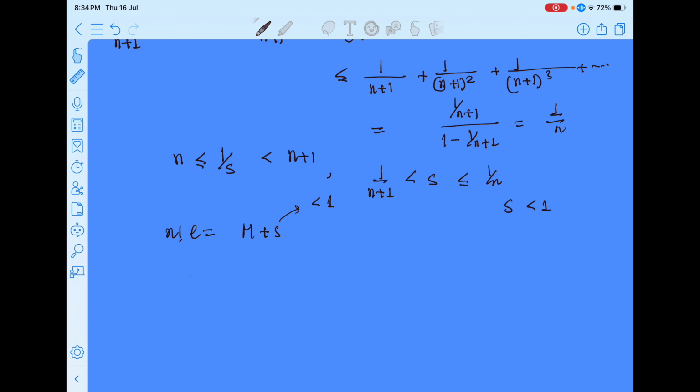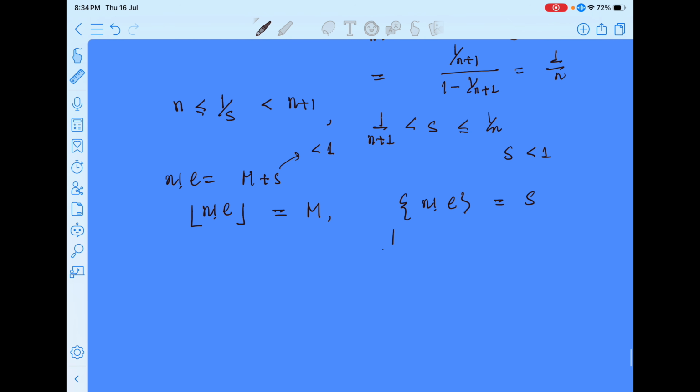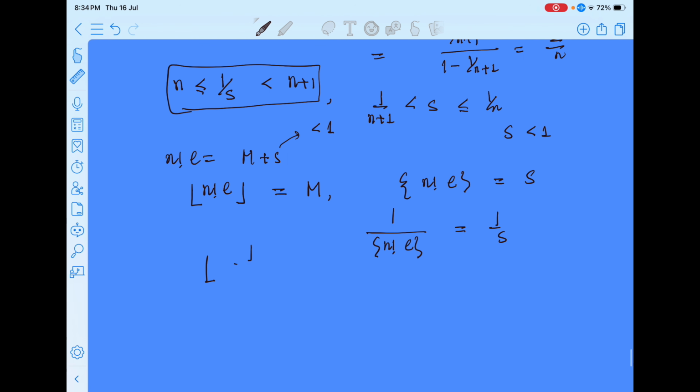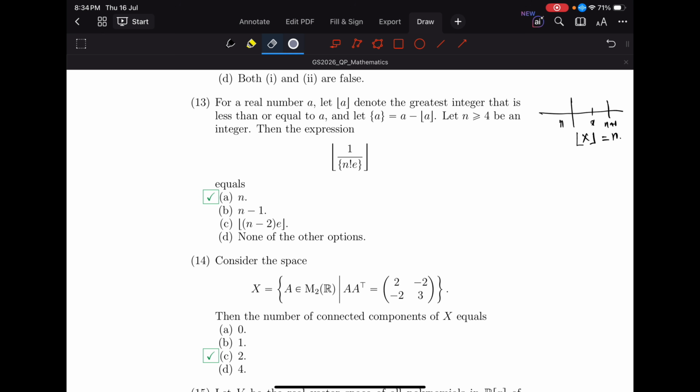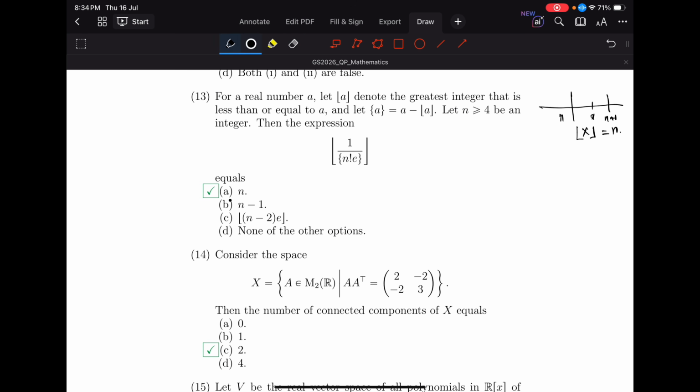So that means the integer part of n factorial e is m, and the fractional part of n factorial e is just s. Okay, now 1 by the fractional part of n factorial e is 1 by s, and 1 by s is inside n and n plus 1. So then what is the greatest integer of that? Is n precisely. So yeah, this is n. This is the right option.